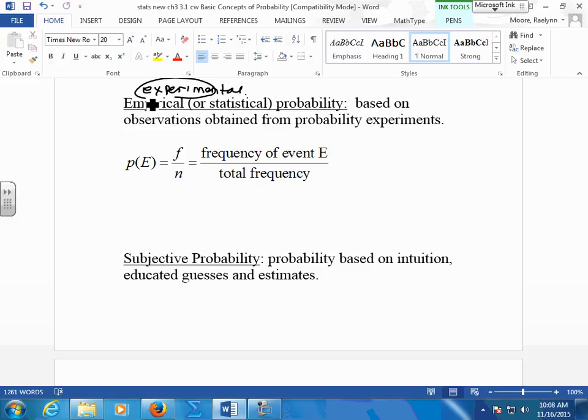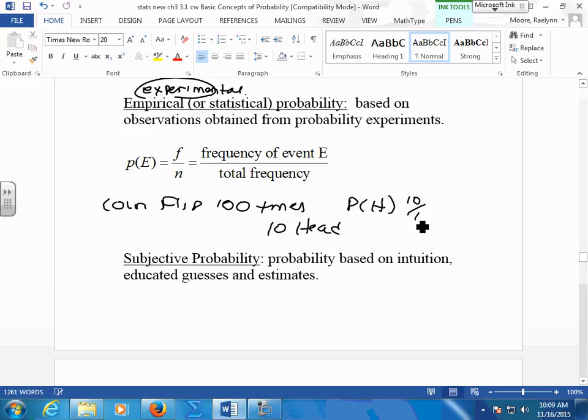So again, you still do the frequency of your event over the total number of frequencies. If I have a coin and I flip it 100 times and I get 10 heads, then my probability of heads was 10 out of 100, or 1/10. Okay? And that can happen.